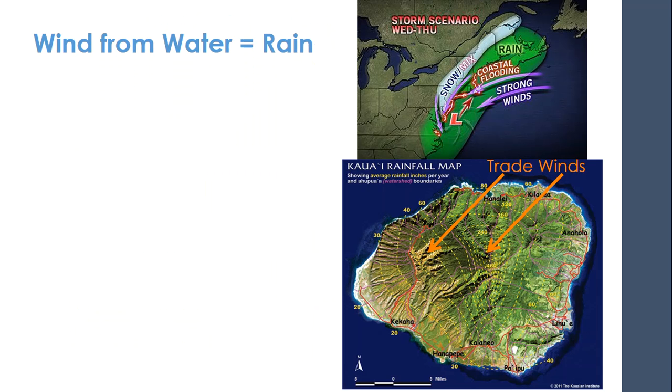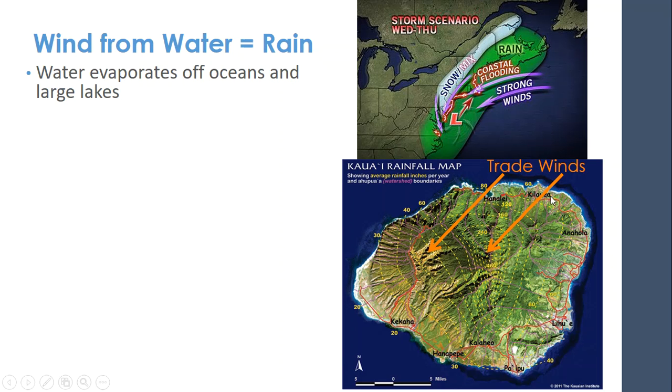You can also get wind that comes off the water and therefore results in rain. So we get trade winds that are blowing this warm, moist air, so that water can evaporate off of oceans and large lakes. It's one of the reasons why in Hawaii, this is Kauai, you get this trade wind that's coming in, bringing all of this warm air over this landmass.